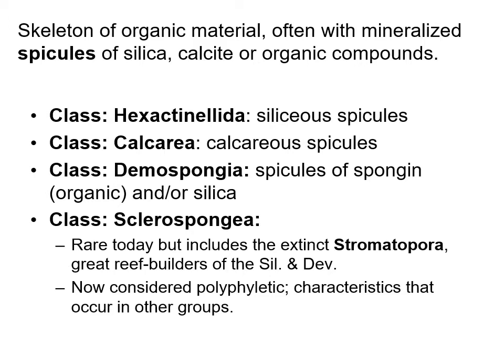Now, we don't have many sclerosponges alive today. It does include the extinct sponges, the stromatoporoids, which were huge reef builders in the Silurian and the Devonian, so kind of a cross between a sponge and a stromatolite. Today, we actually consider all of the fossil sclerosponges we find to be polyphyletic. They have characteristics that appear in all sorts of different groups.